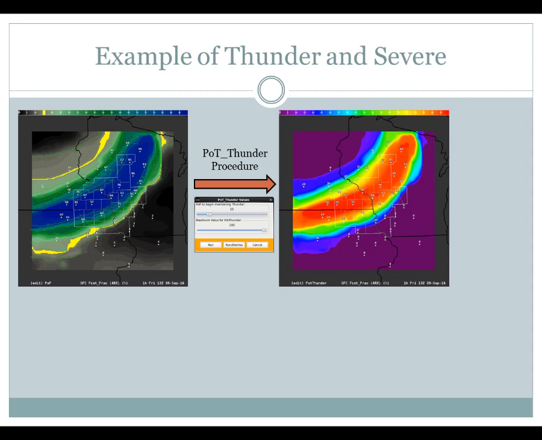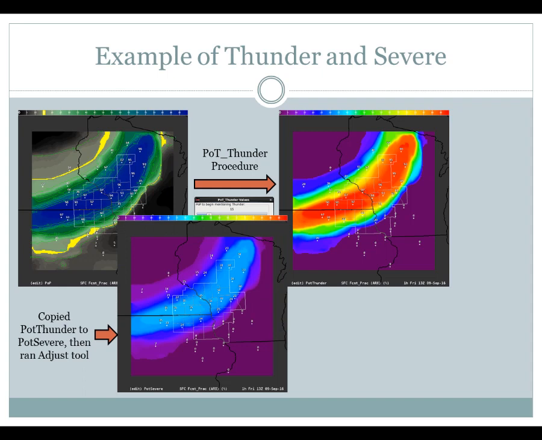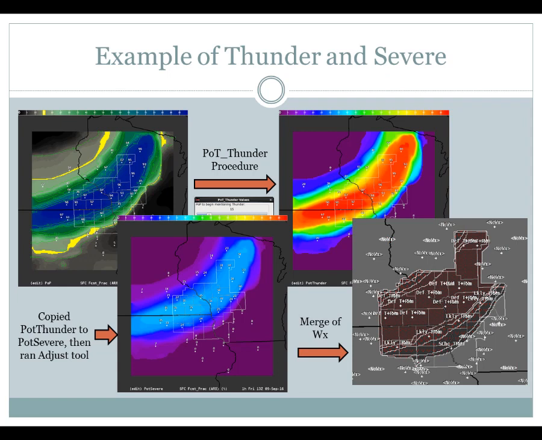Obviously you don't want the whole line to be severe, but some. So we're going to take that pot thunder grid, slash it by a third, so you end up with this line of 20 to 30% or so. And then that, when you merge it, will give you the weather grid as shown in the bottom right here. And that area with definite T+ here is your severe area, as shown in the POT severe grid on the left.